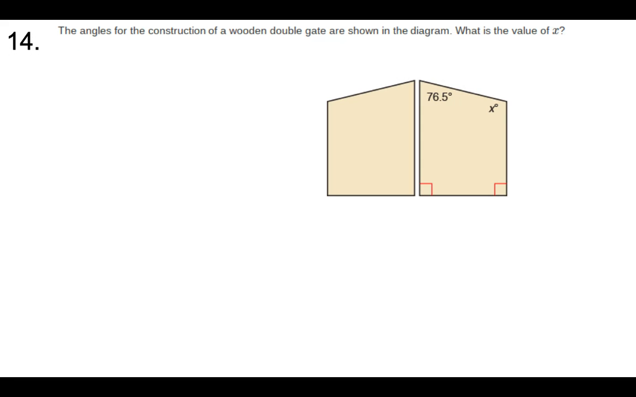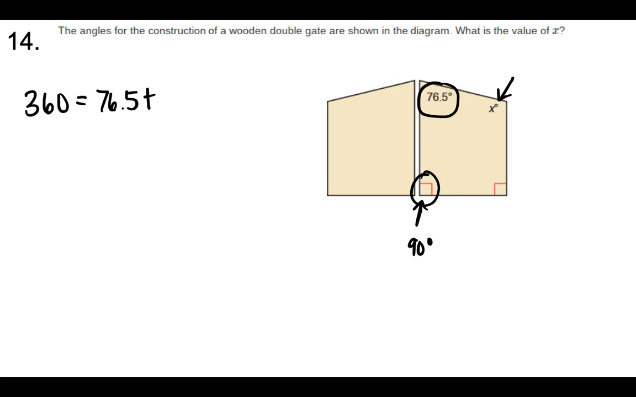So 14, the angles for the construction of a wooden double gate are shown in the diagram below. What is the value of x? So they want you to find the value of this x right here. Okay, so go find that. All right, so remember, all the angles of a quadrilateral equal 360. So we are going to add them all together. So we have 76.5 degrees plus, this is a 90-degree angle because of the right angle box. So plus 90 plus another 90-degree angle plus our x.